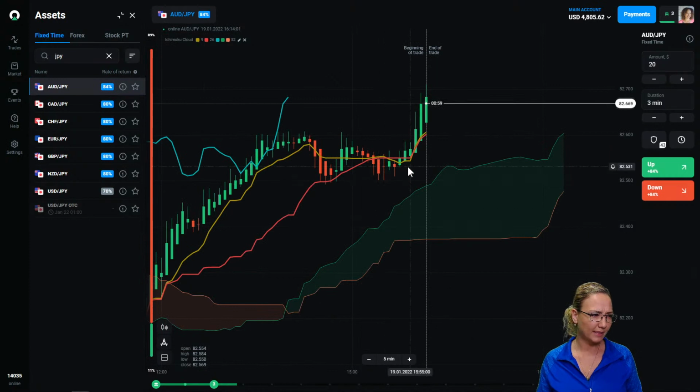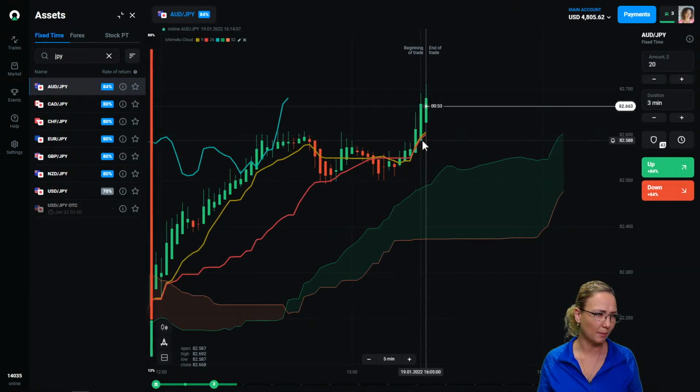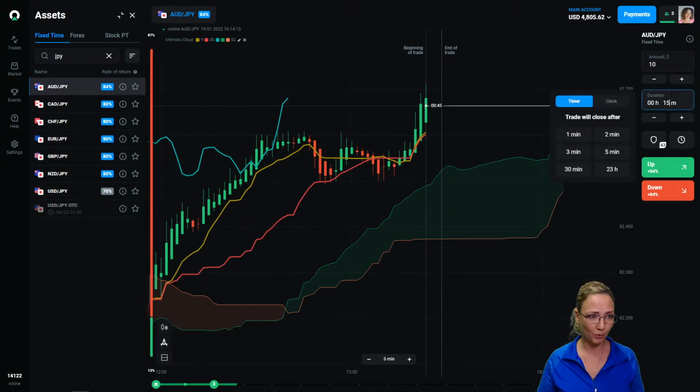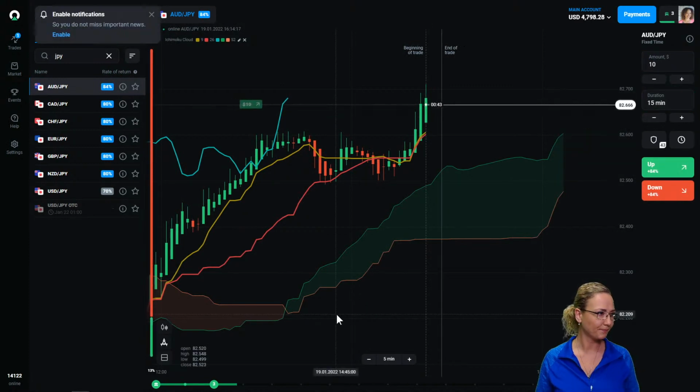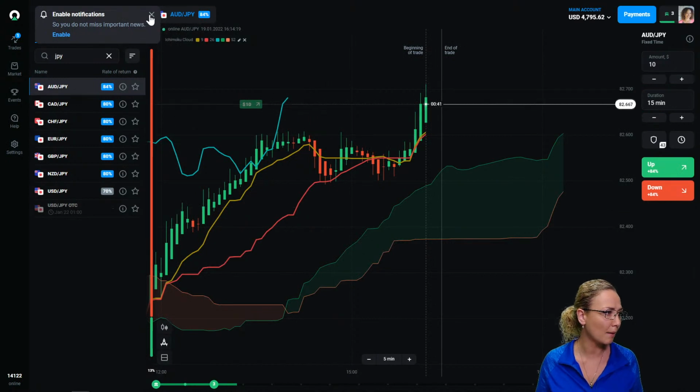Okay, see on the 5-minute time frame, this is a cross, and we do see big green body candles. I'm going to lower this to about $10. I'm looking at the 5-minute time frame, so my trade duration is going to be ×3, so 15 minutes. Okay, so there goes my first trade opening.